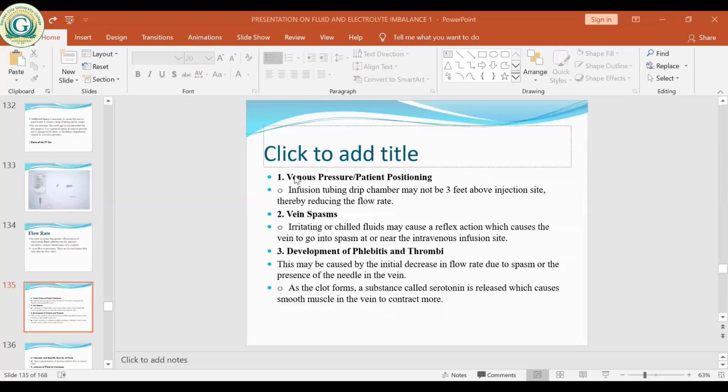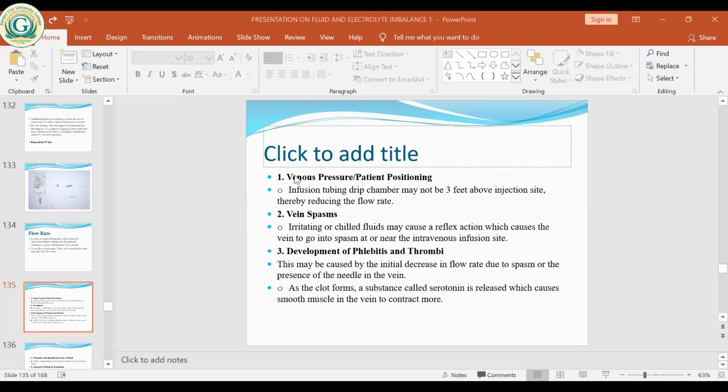Infusion treatment drip chamber may not be 3 feet above the injection site, thereby reducing the flow. I've told you, if it's not 3 feet above the injection site, it will not flow well. So check the height of the infusion bag and check the patient positioning.